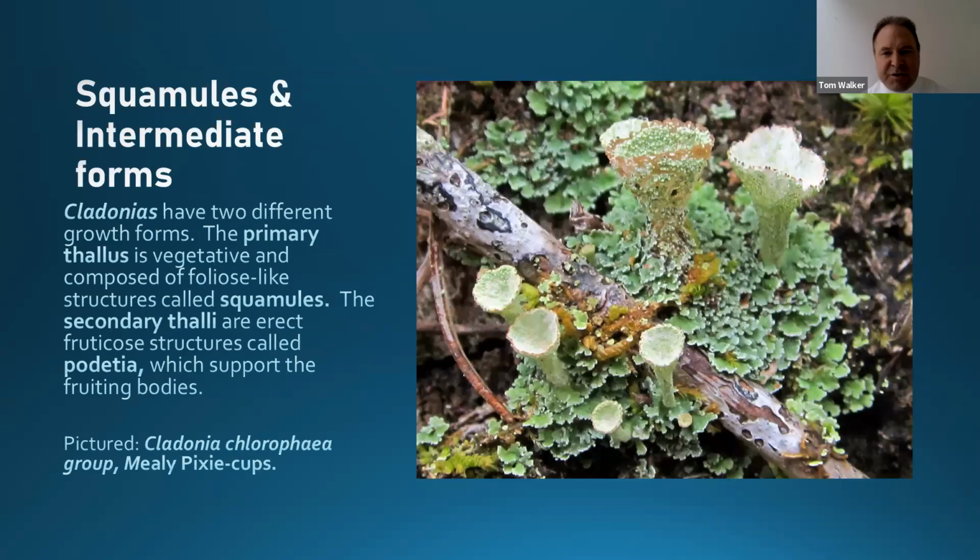So squamulose and intermediate forms. Cladonias have 2 different growth forms. So remember, the thallus is the body of the lichen. This one has a primary thallus, which is vegetative, which are all these little scales at the bottom. And then they have secondary thalli, which are these fruticose fruiting bodies here. These hollow stems with a goblet at the top. And this is one of the mealy pixie cups. This is a common cladonia on the Cape.